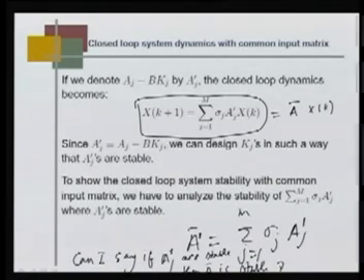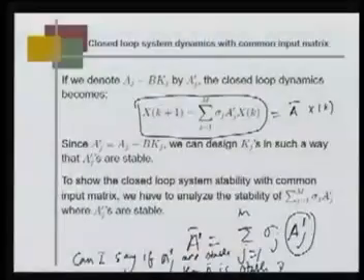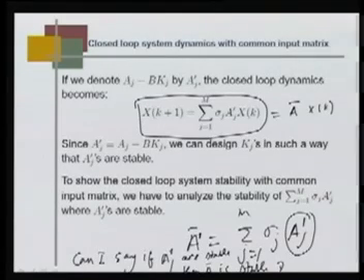You may say, oh, it should be, but it is not. If A_j dash is stable, it does not directly imply that A bar is stable. So we will find in this lecture what are the conditions for which, if the A_j dash are stable, then A bar is stable. So that is the point. To show the closed loop system stability of the common input matrix, we have to analyze the stability of this quantity and the stability of this quantity, where the A_j dash are stable.